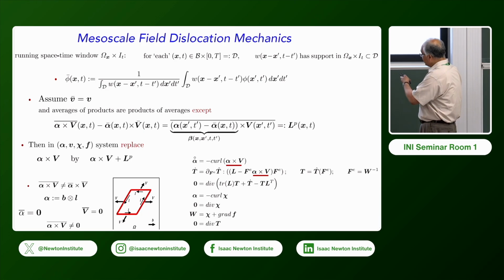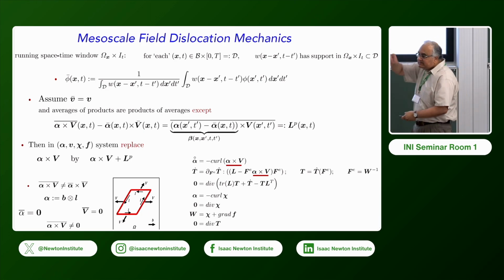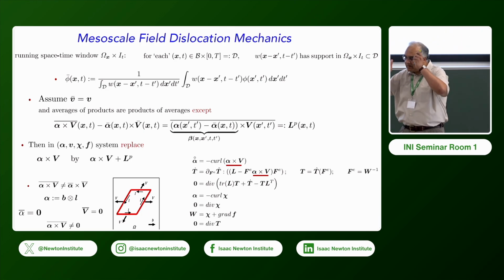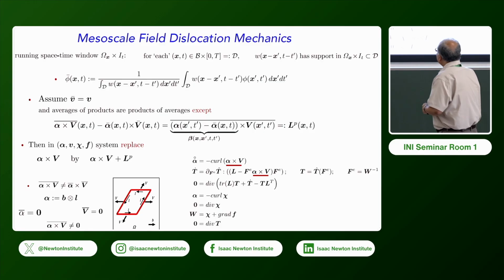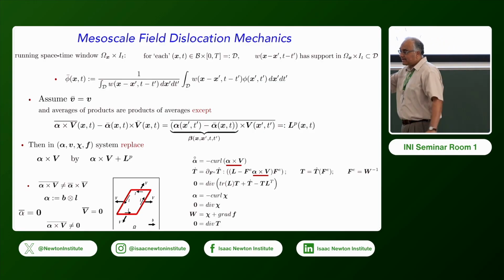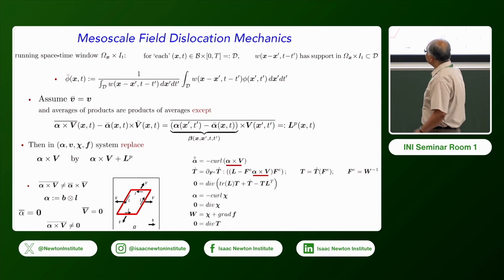And the idea is, suppose you take some field that's varying rapidly. This is like some poor man's convergence. You take a running space-time window, and you average those fields. Okay, so that's the bar, the average.